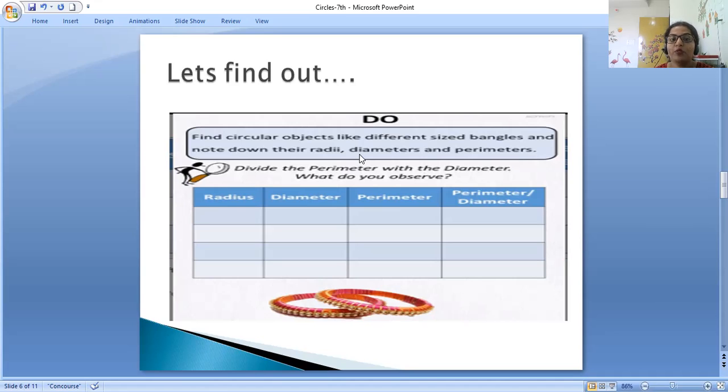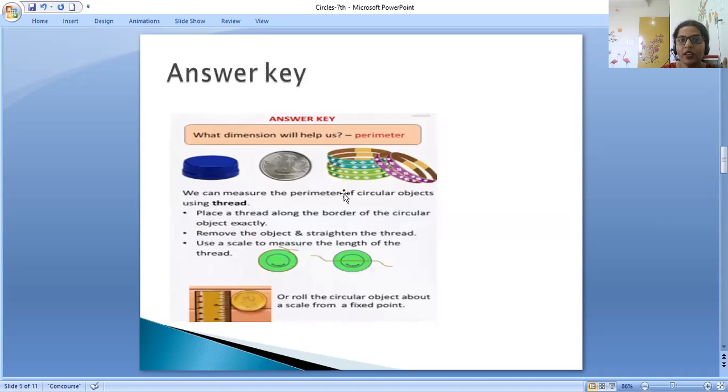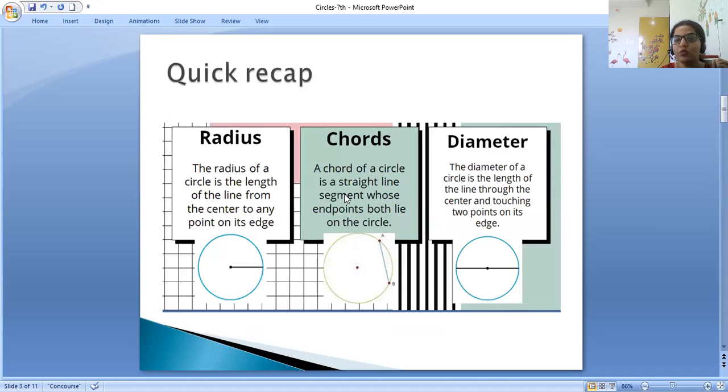So now you have to find out the radius, the diameter and the perimeter. And finally, you have to divide perimeter by diameter and see what is happening. What's the value? I'll divide all of you into breakout rooms to do this and get me a chart prepared for this. One of you will be the note taker and others will give input. Each one of you should get certain bangles and find out the lengths and help each other as a group.